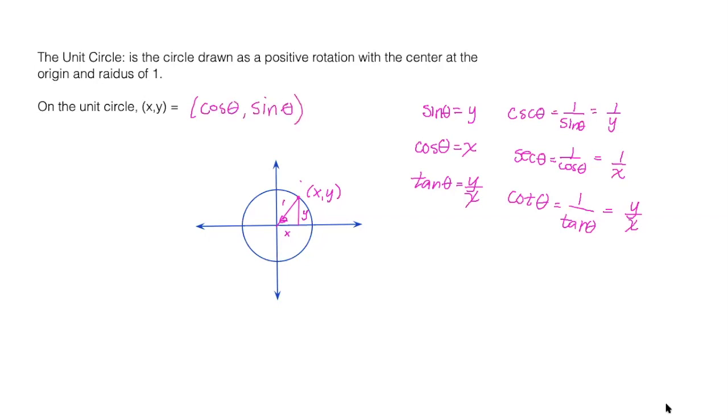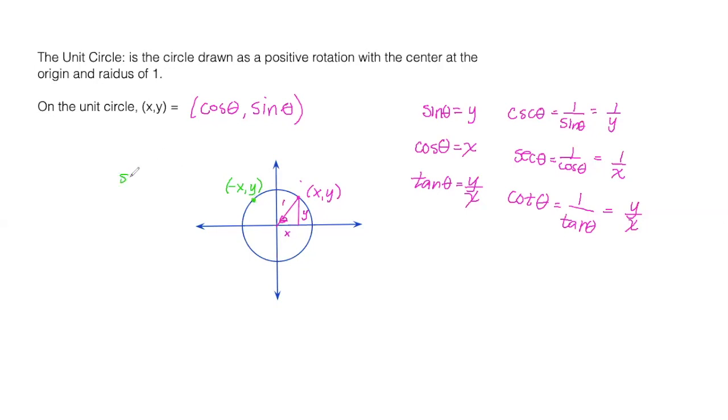Now that I know that x, y is equal to cosine theta, sine theta, I can use this to determine which of my trig functions are positive and negative in each of the quadrants. So for example, if I pick a point on the unit circle that's in the second quadrant, say I pick this point. This point has a negative x coordinate and a positive y coordinate, right? Because I went left and I went up.